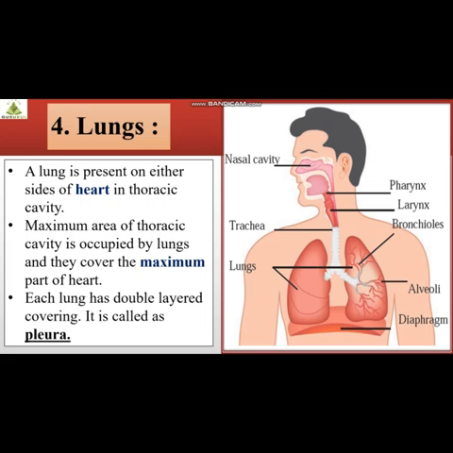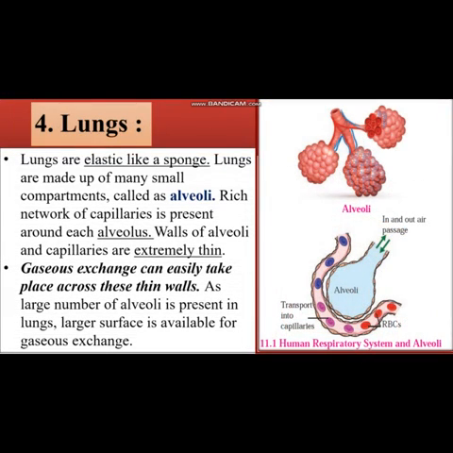I repeat the word pleura. Present on either side of the heart in the thoracic cavity. Maximum area is covered by lungs. Each lung has a double layered membrane or covering, which is called pleura. So next, let us understand.